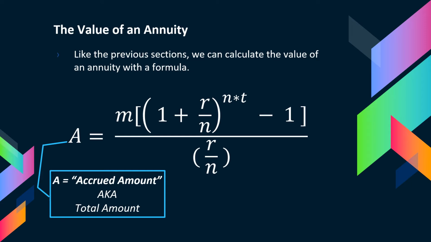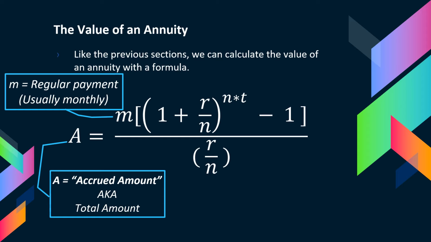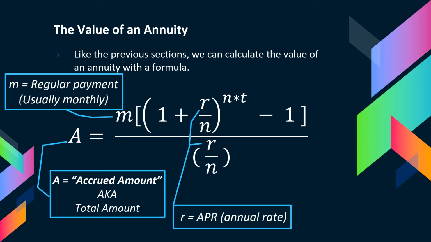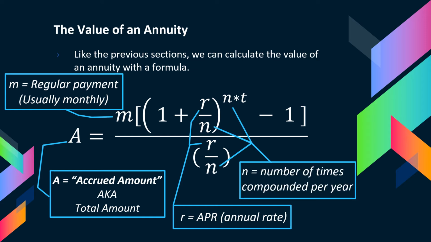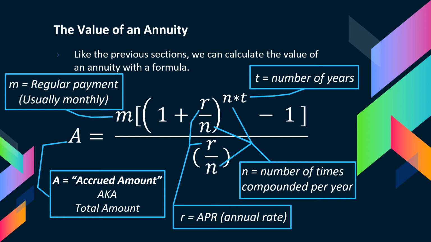In this case, A doesn't actually stand for annuity. I know it seems like it should, but it actually stands for accrued amount. That's the total amount. M is the regular payment. It's usually monthly. I think that's why it's an M, but I'm not sure. R is the APR, or the annual rate. N is the number of times you compound a year. T is the number of years. And yes, that is N times T in the exponent. That wasn't a mistake.